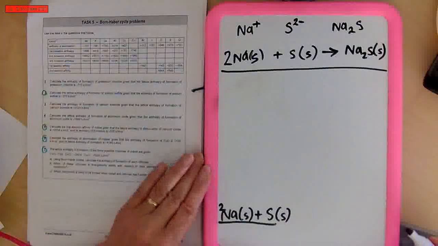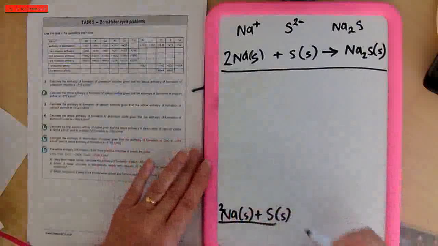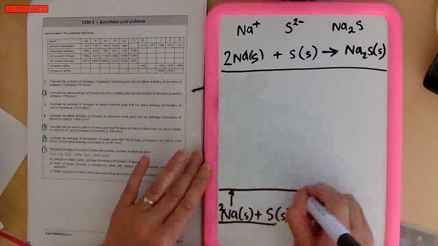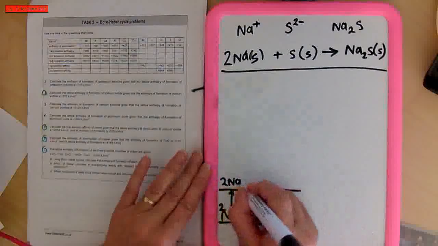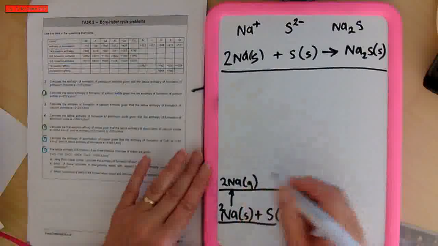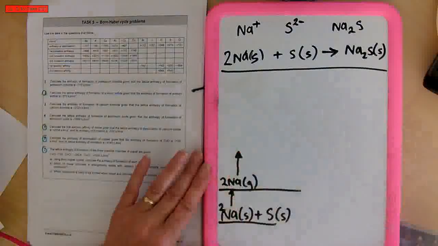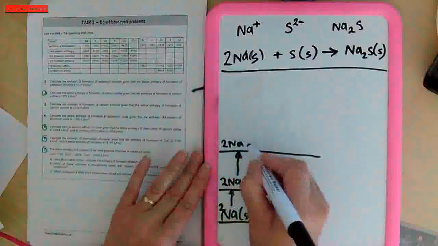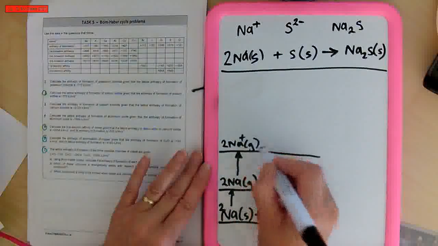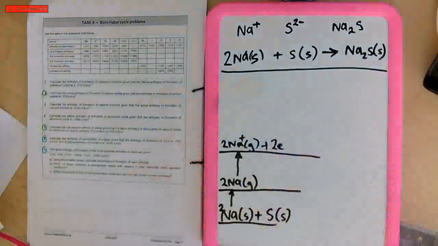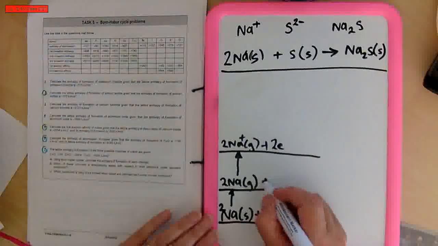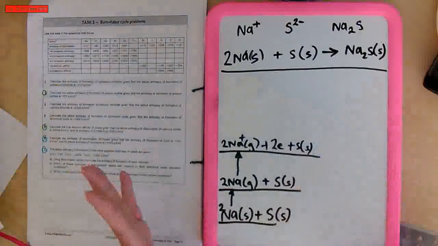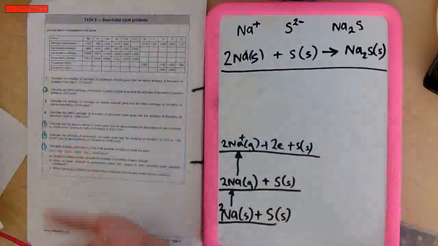2 lots of sodium. Right, so I'm going to just do the transformations on one of these. I'm going to do the transformations on the sodium. So the sodium I'm going to turn from a solid to a gas. I'm going to atomize it. Then I'm going to ionize it. So I've got 2 sodiums. I'm going to ionize the sodium to give me the positive ion, and I've got 2 electrons. And then I'm going to put my sulfurs back in. Okay, so I've got sodium as a gaseous ion. It's in its final state.